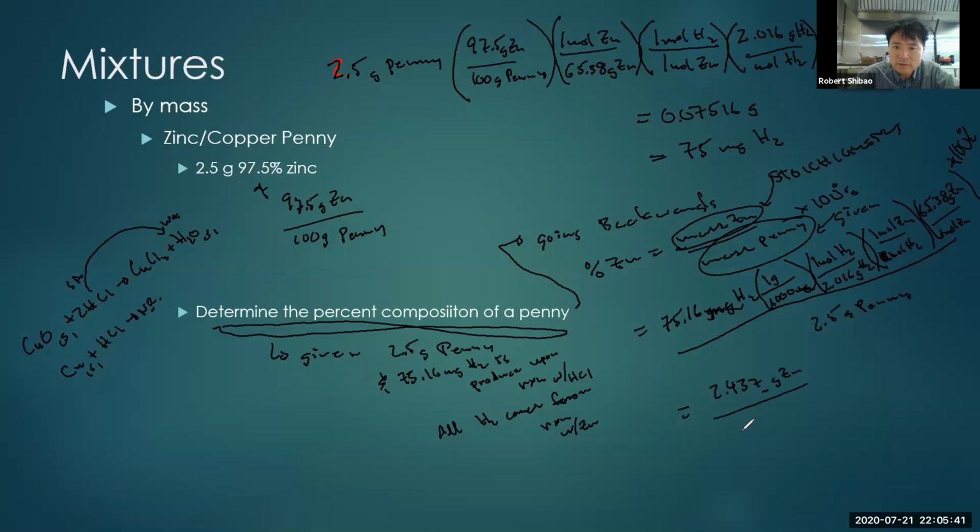And so 2.437 grams of zinc for every 2.5 gram penny. So it's mostly zinc, and then times 100%. Here we have the fraction of zinc in the penny. So divided by 2.5 times 100 gives me 97.499% zinc. Okay, minus 100, that gives me 2.5007% copper. So it's about 2.5% copper, 97.5% zinc. That's what a penny is by mass.